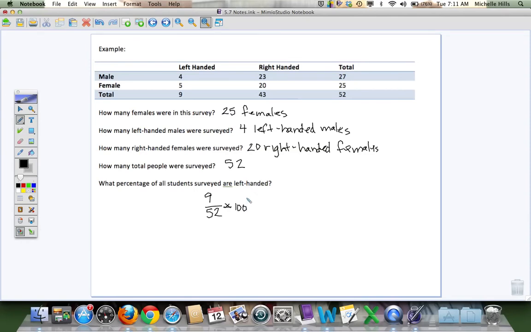2 places. Now, we are going to round all of those answers to 1 decimal place. So I end up with 17.307, etc. So I have 17.3%. And the percent actually is my label on this answer.